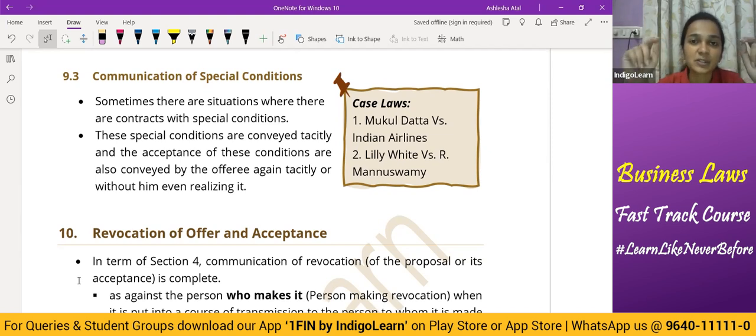So there are some situations wherein the special conditions are communicated tacitly, and the acceptance of these special conditions is also given tacitly. People do not come to know that they have given their acceptance to the condition. However, acceptance has been given. So that was with respect to communication of special conditions. They are tacitly conveyed and tacitly accepted. Similarly on an airline ticket also, it is stated that in case of loss of any life, we would not compensate, or rather it is at your own risk.